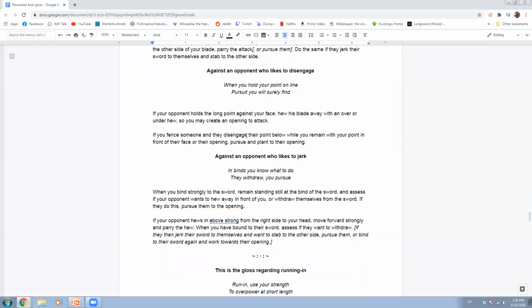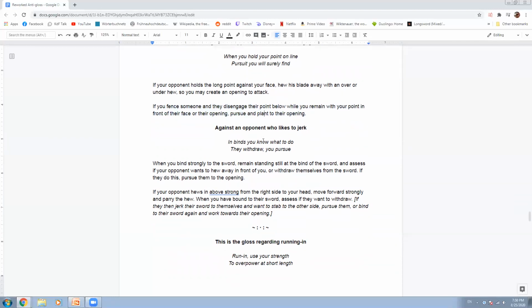If you fence somebody and they disengage with their point below while you remain with your point in front of their face, then pursue or plant to their opening. So remember, this is something that we're told in the Durchwechseln to be careful of. Don't Durchwechsel while they have their point online, or else they'll pursue you.